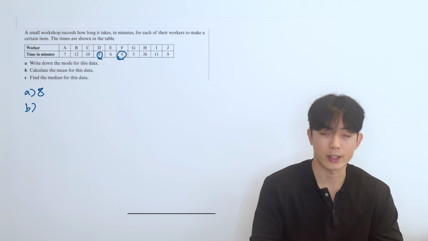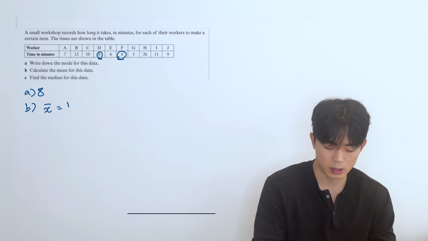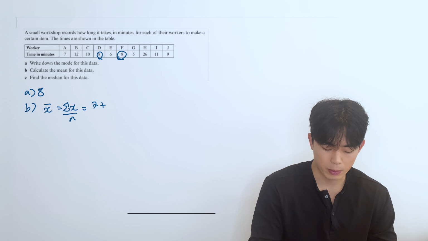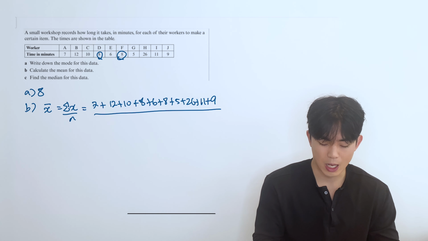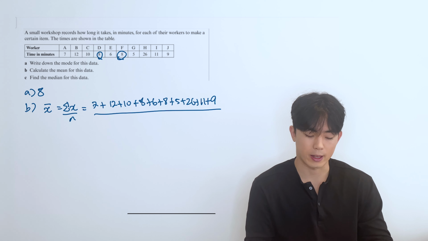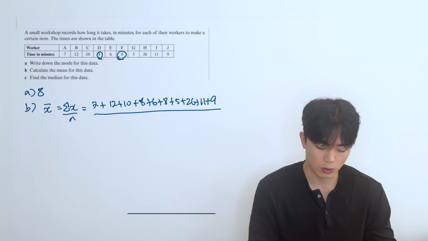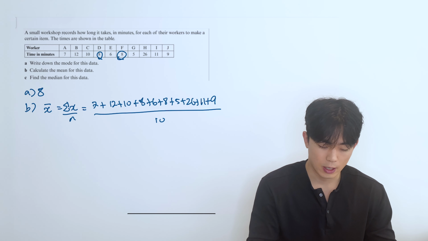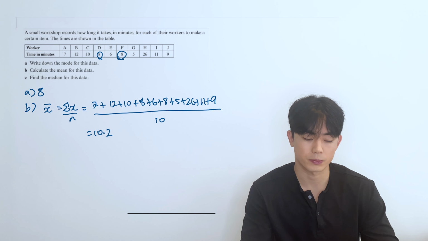Part B: calculate the mean. Mean being the average, we're going to use the equation we learned earlier. x bar is the sum of x over n. The sum of x is just adding up each individual value, so if I write it out: 8 plus 6 plus 8 plus 5 plus 26 plus 11 plus 9. We divide that by the total number, n being how many data values there are. In this case there are 1, 2, 3, 4, 5, 6, 7, 8, 9, 10. If we plug it into the calculator, you get a value of 10.2. So that's our mean value.